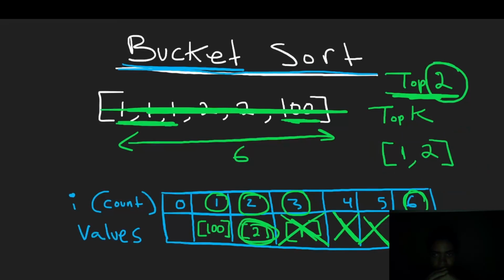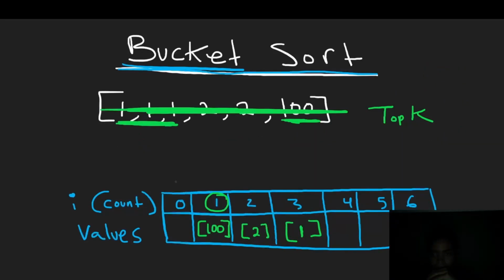Now, why is this linear time again? Because remember, the max size that this array could possibly be is going to be about equal to the size of the input array, right? Because we could have a value, for example, 1 could occur 6 times. In that case, we'd have 1 over here.